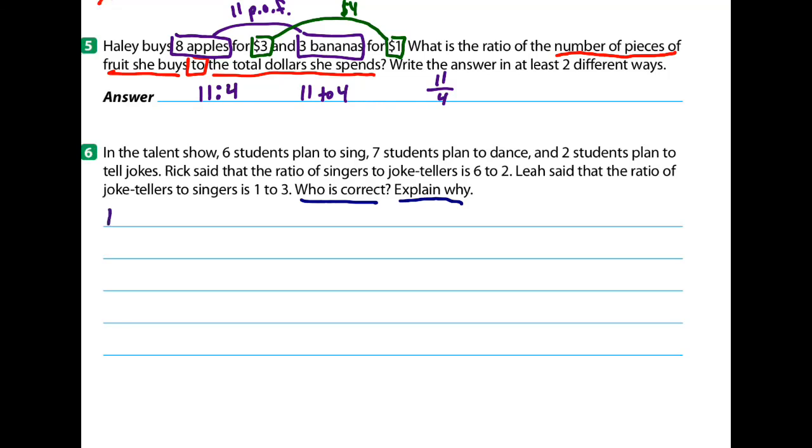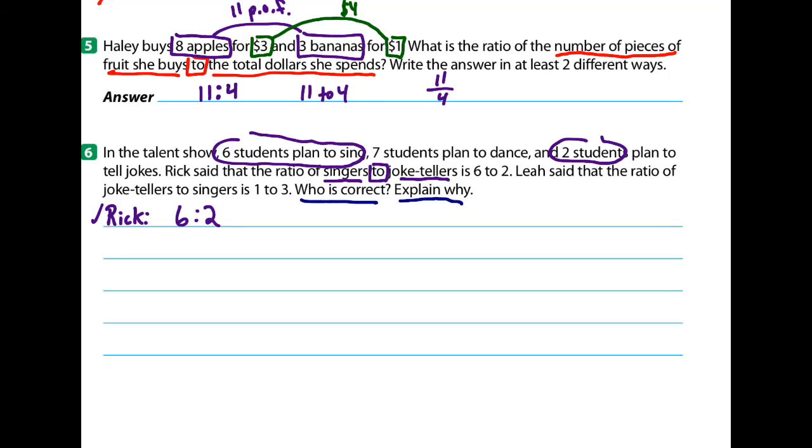So Rick, he says that the singers to joke tellers. All right, so there are 6 students who plan to sing and joke tellers. Let me see, there are 2 students who plan to tell jokes. Okay, so that's what Rick said, isn't it? Rick says that the ratio of singers to joke tellers is 6 to 2. So I think Rick is correct.